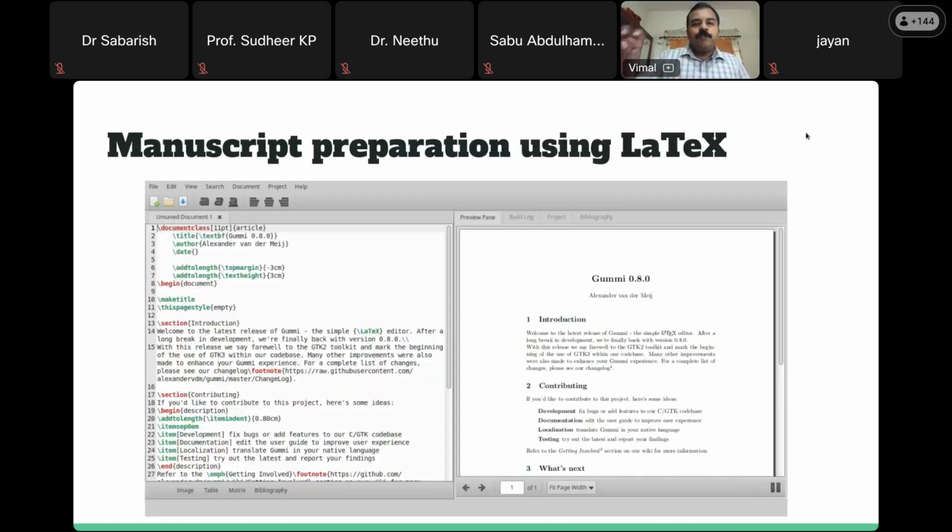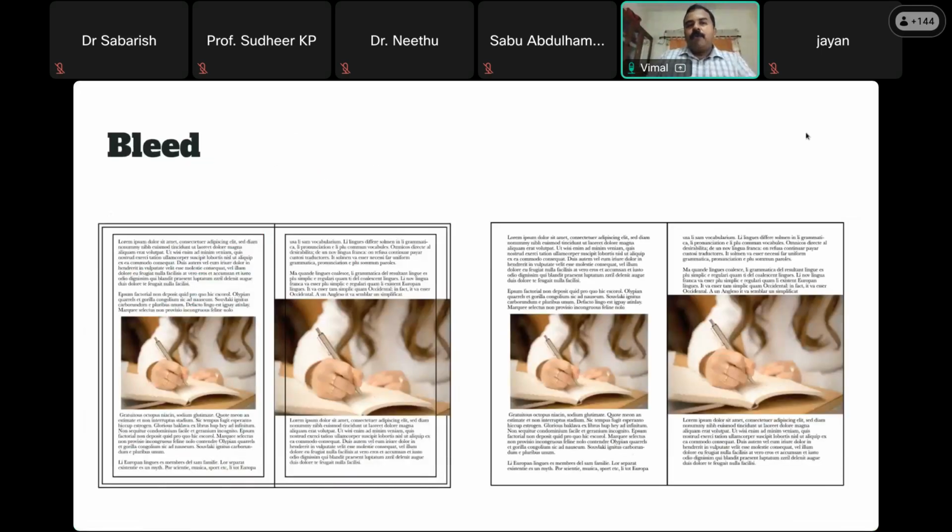This is a screenshot of a LaTeX editor. It's called Gummi LaTeX editor. We can install it on Windows and Linux. If you want to prepare scientific documents offline, we can use this kind of editor. Otherwise, we can go for a cloud-based LaTeX editor like Overleaf.